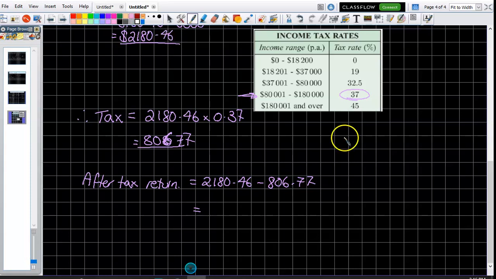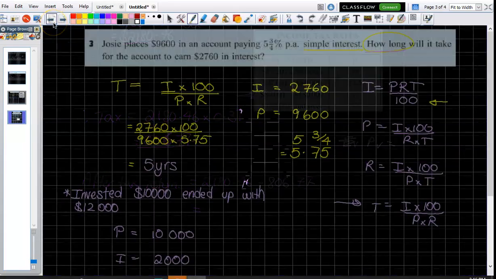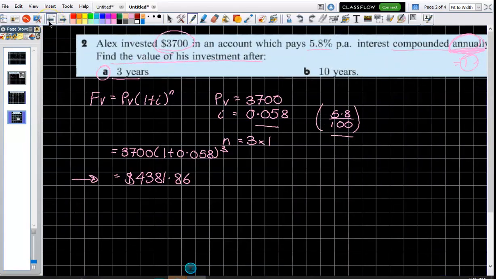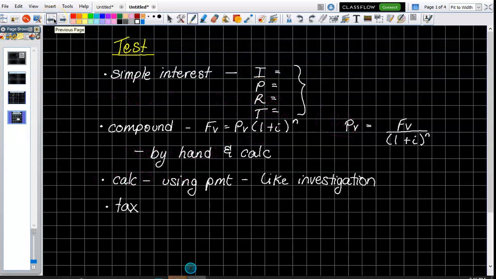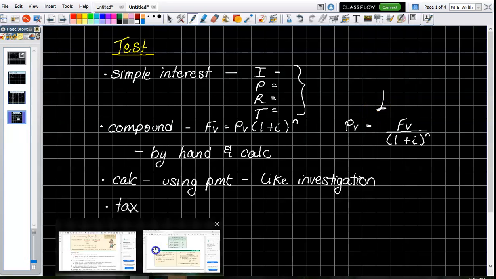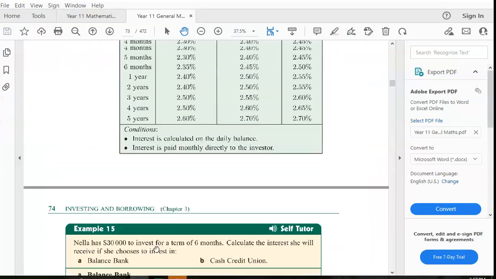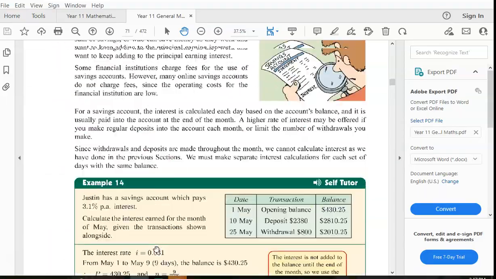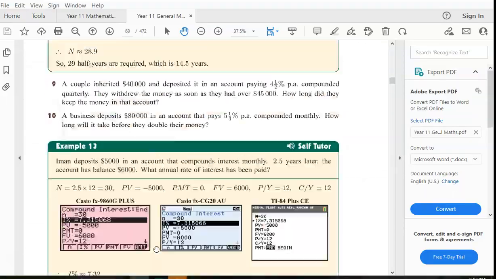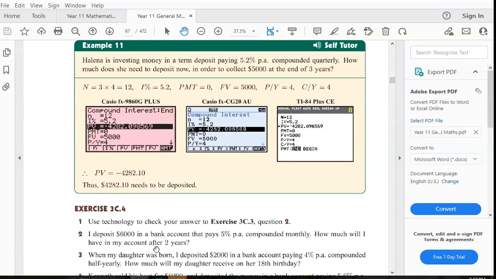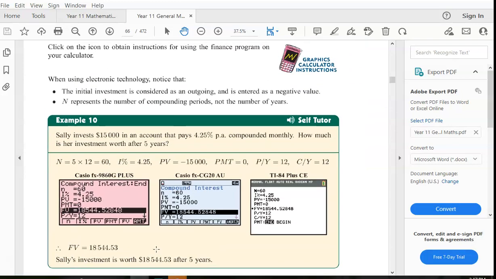There will be questions where you actually have to work out the present value. So you are given what you have in the future. You will have to use this formula here. Where can you get practice on that? Well, you can go and look at the reviews or go back in your textbook and go to where the compound interest stuff was. This is your PMT. How much does she need to deposit now? This is just using your calculator. So have a look at those, go back, it's all there.